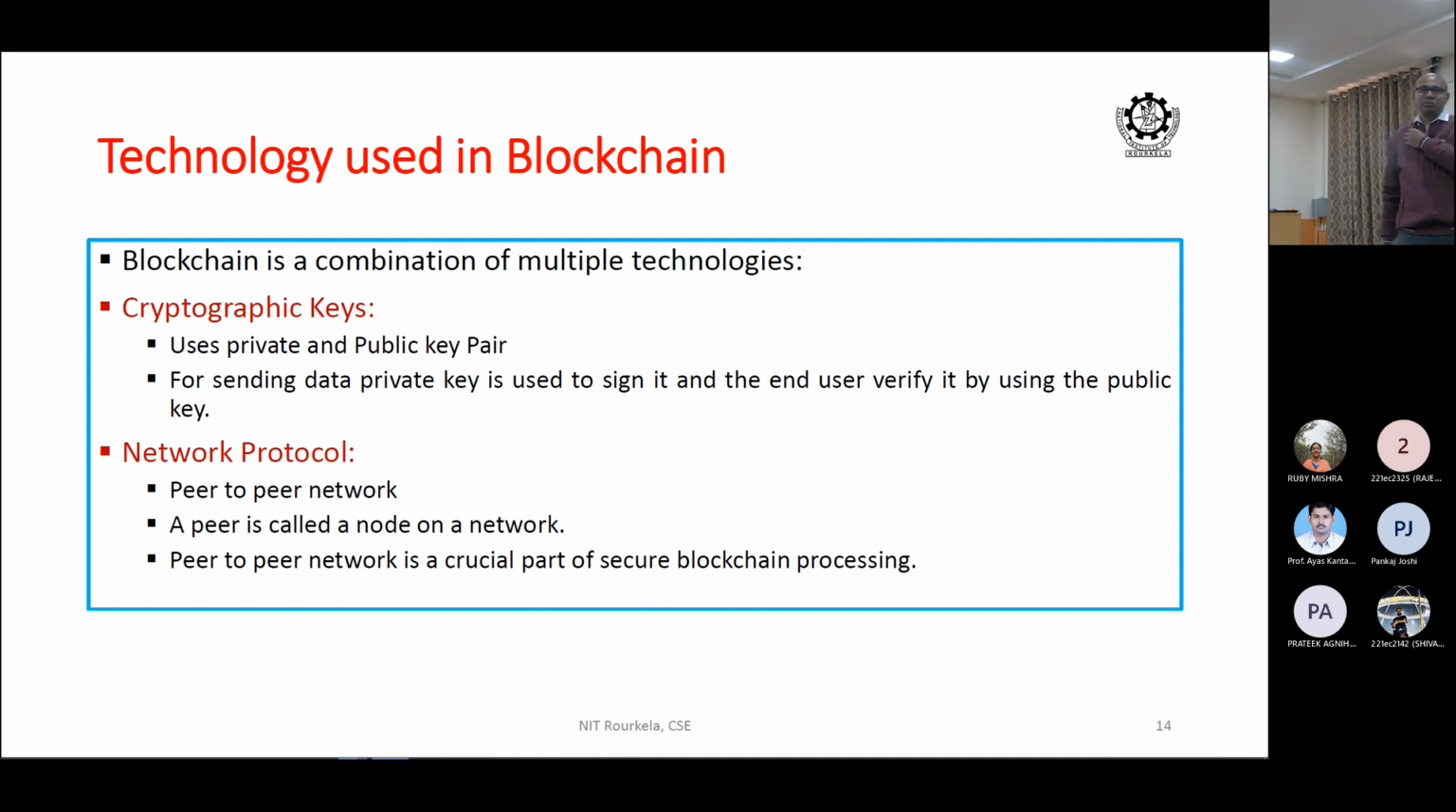So what technology is used? Let's understand what technology is used in blockchain. Blockchain is not one technology. It's a combination of multiple technologies. It uses cryptographic keys. It uses a key pair, a private and a public key.